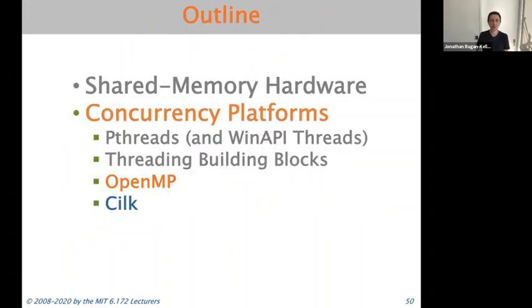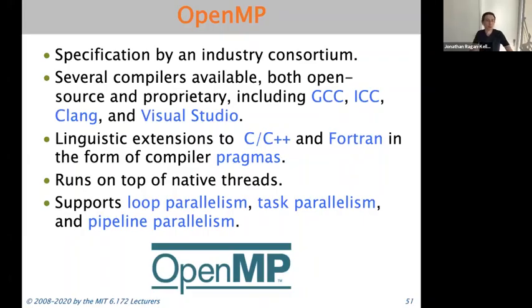Next, we're going to talk really quickly about OpenMP. So OpenMP is another, like pthreads is another industry standard. It's actually a continuously evolving one still today, specified by an industry consortium. I don't remember what standards agency owns it, but it's a language extension to C.